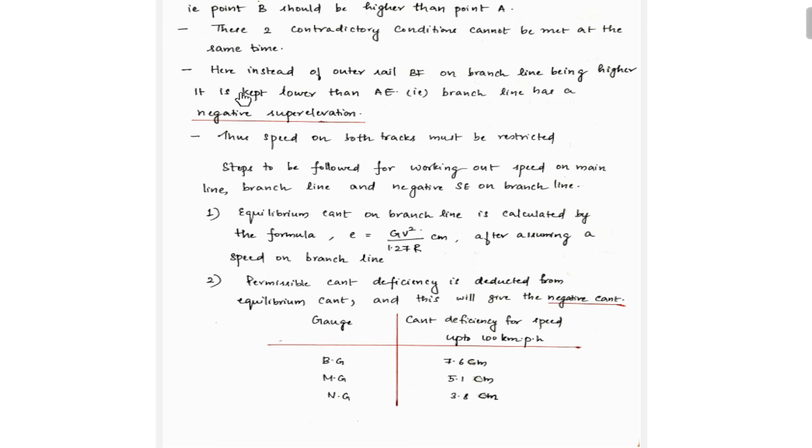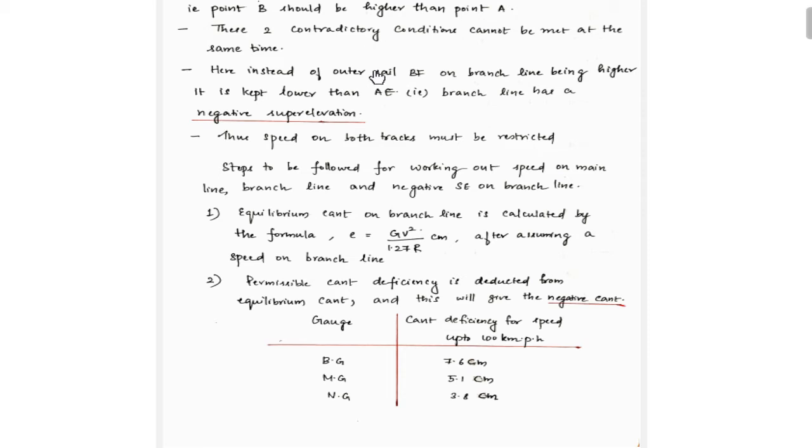Now what can we do? These two contradictory conditions cannot be met at the same time. Okay? So for one line, A point should be higher and B point should be lower. When considering the branch line, A point should be lower and B point should be higher. So there are two contradictory conditions and this cannot be met at the same time.